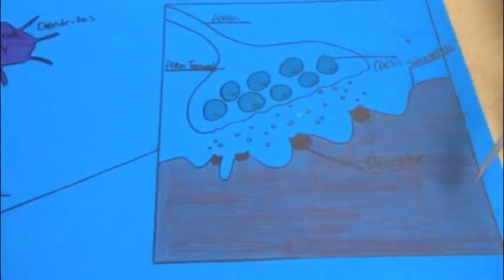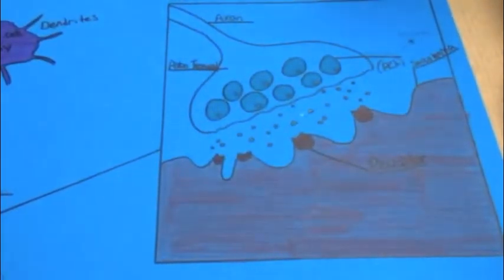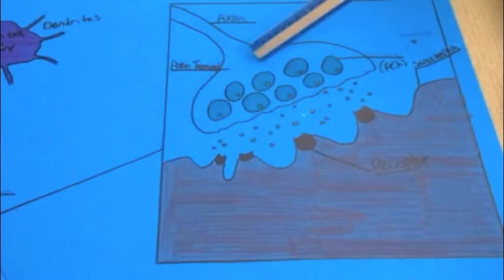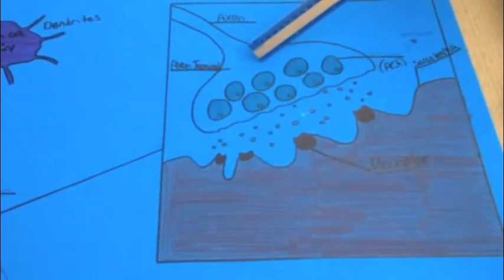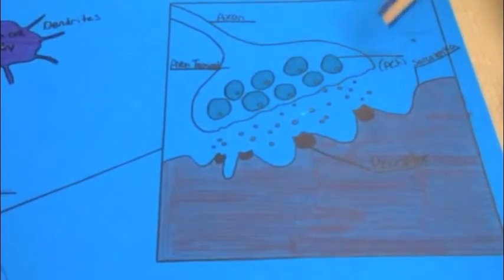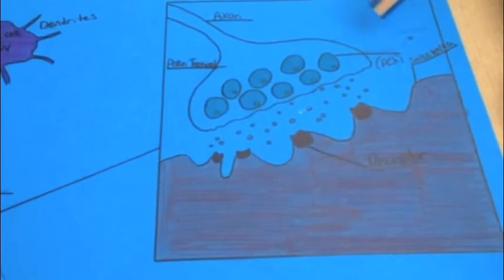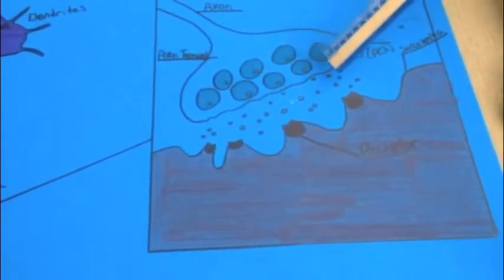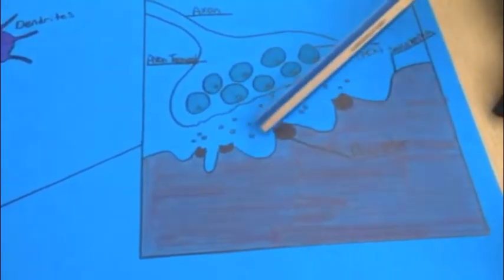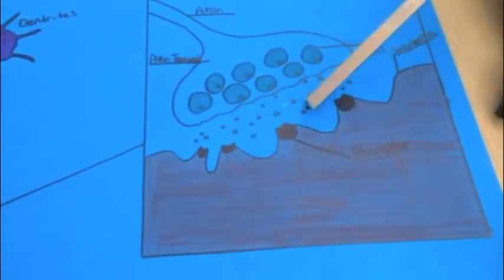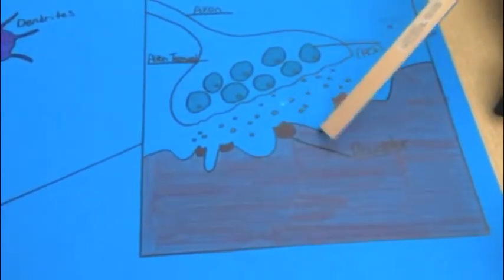Let's take a closer look. This is a close-up of the neuromuscular junction. The action potential travels down the axon into the axon terminal. The action potential releases acetylcholine, which is a neurotransmitter. Acetylcholine travels into the motor end plate and is accepted by receptors. The receptors accept the acetylcholine and send an action potential back out.